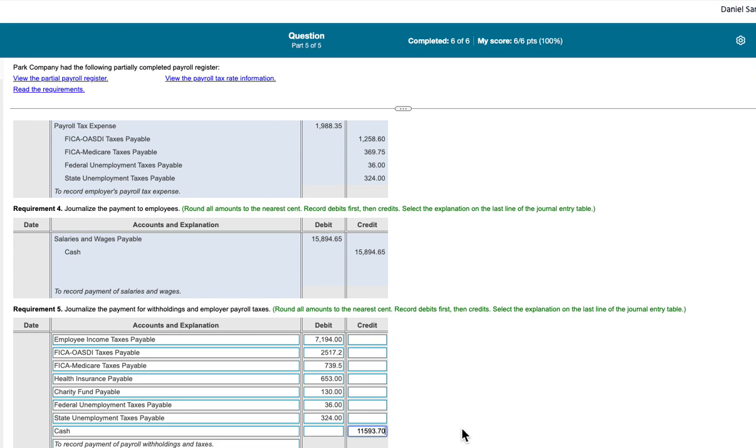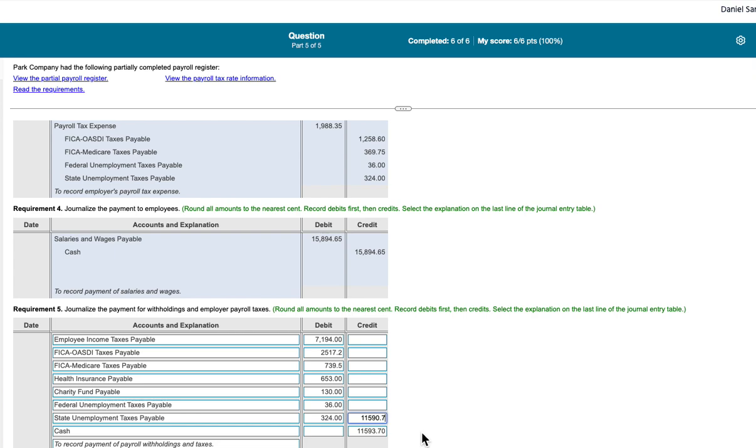I'm gonna do this one more time. 7194 plus 2517.2 plus 739.5 plus 653 plus 130 plus 36 plus 324 equals 11. I got a different number. 11. Oops. I'll just write it right here. 11,590.7.